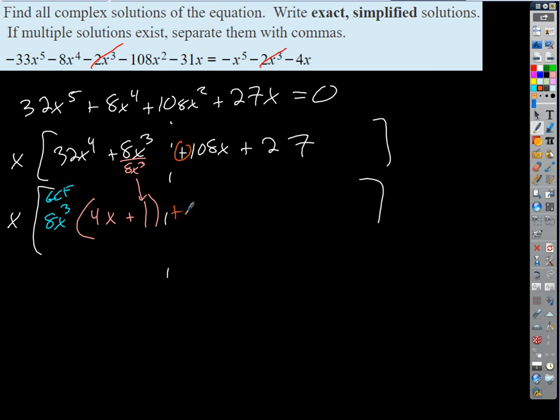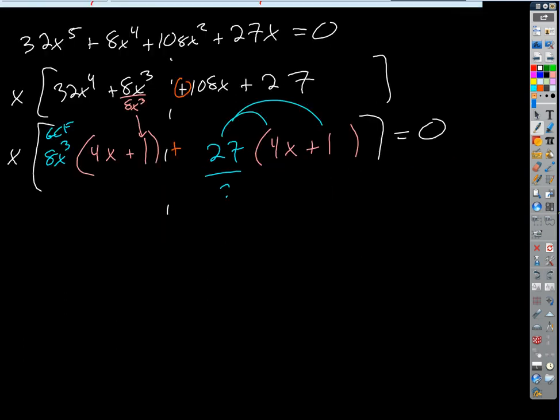27. Now, what do we know we have to have over here? We've got to have the same leftover, the 4x plus 1. So the question is, can we make that work? What times 4x is 108x squared? 27. Well, let's distribute it and see if that works. 27 times 1 is 27, so it does. So it does factor by grouping, and so we know this is going to work.